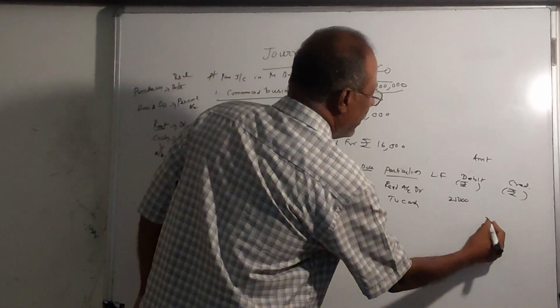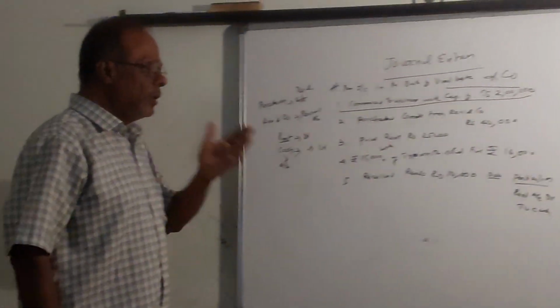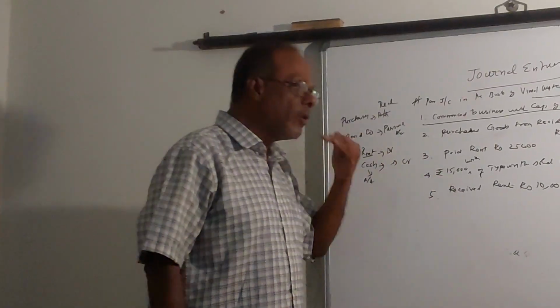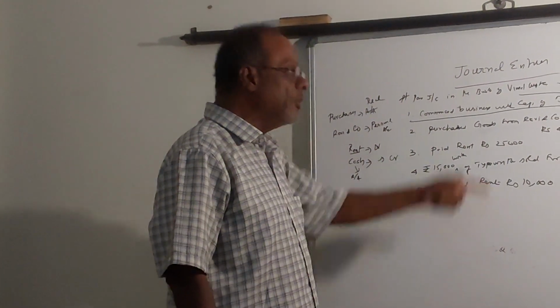25,000. Why is rent debited? It's a loss for Vimal and Co. Rent comes under what account? Nominal account. What is the nominal account rule? Debit all expenses. Since it is a loss for that firm, that's why the rent account is debited.